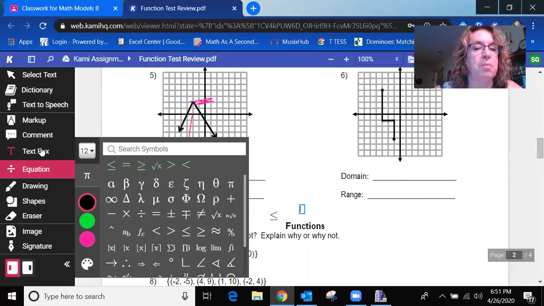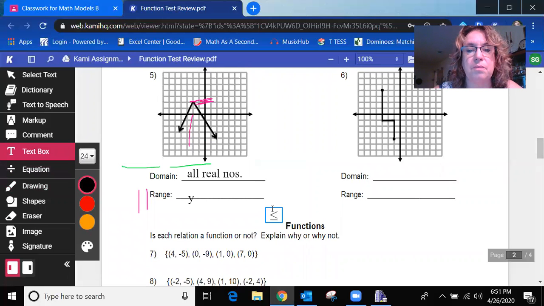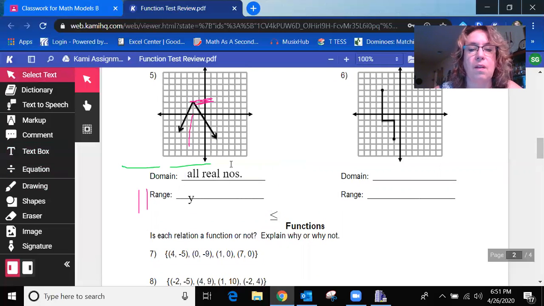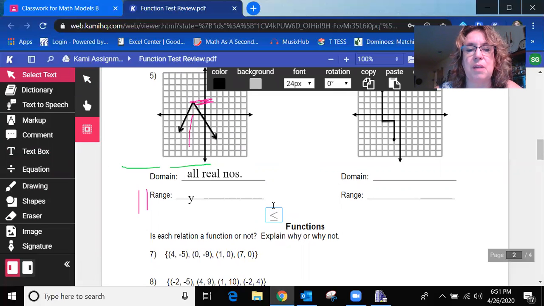No, okay, I need to go back to my textbook. Oh, this is weird. It types it there and then I have to move it over there. That's the weird thing about this Kami.